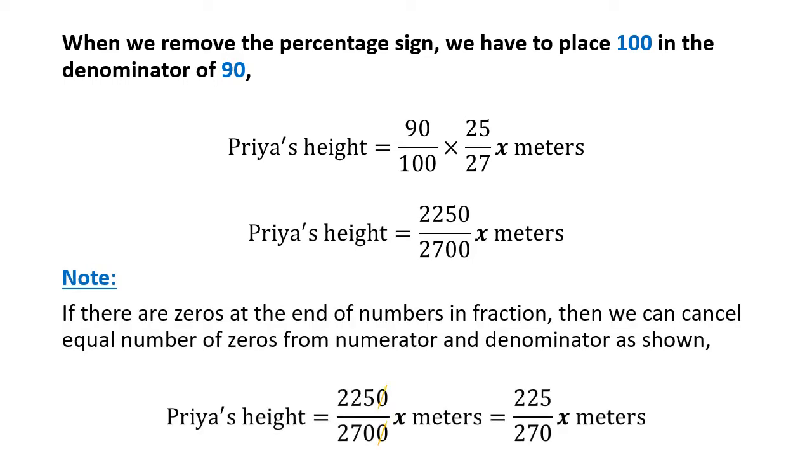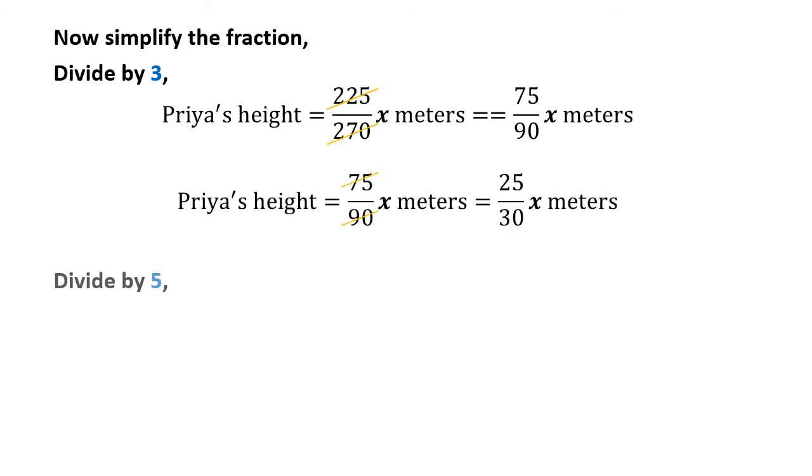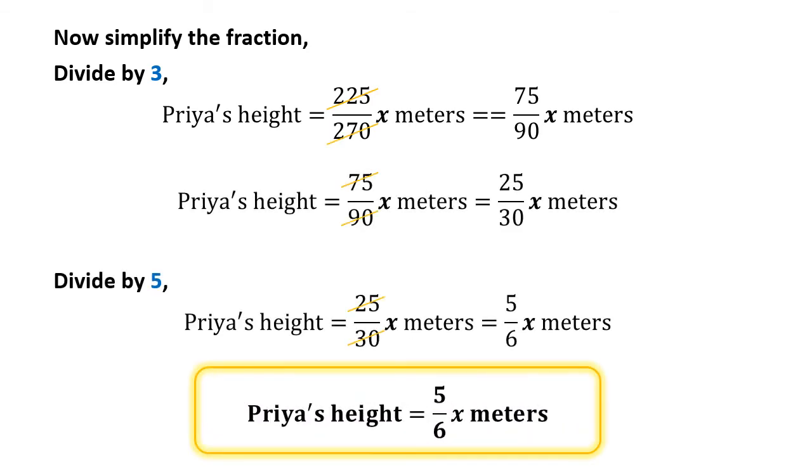When we remove the percentage sign, we have to place 100 in the denominator of 90 as shown. After simplification we have 2250 upon 2700 x meters. If there are zeros at the end of numbers in a fraction, then we can cancel an equal number of zeros from the numerator and denominator as shown. Now simplify the fraction. After simplification we have 5 upon 6 x meters, therefore Priya's height equals 5 upon 6 x meters.